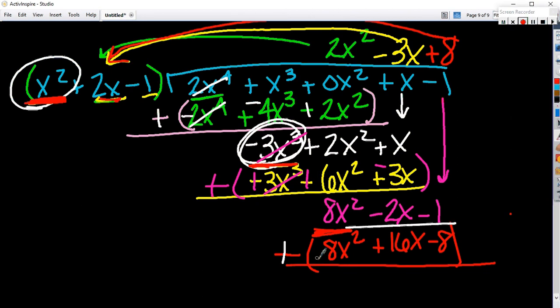Same, change, change, change, change. First one should cancel, and they do. Negative 2x and negative 16x is negative 18x. Negative 1 and 8, 7. Why would it just be 14? That is the remainder. What'd you ask, Ben?